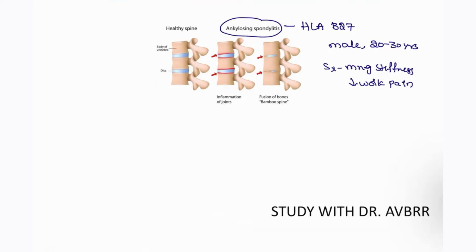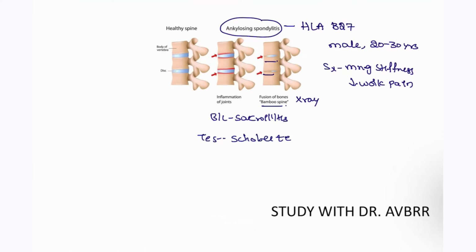And there will be fusion that will be causing the bamboo spine on the X-ray, or the dagger sign you are going to see. And over time, this will be causing sacroiliitis. Sacroiliitis, and the stiffness will be complete. Next test is known as the Schober test.